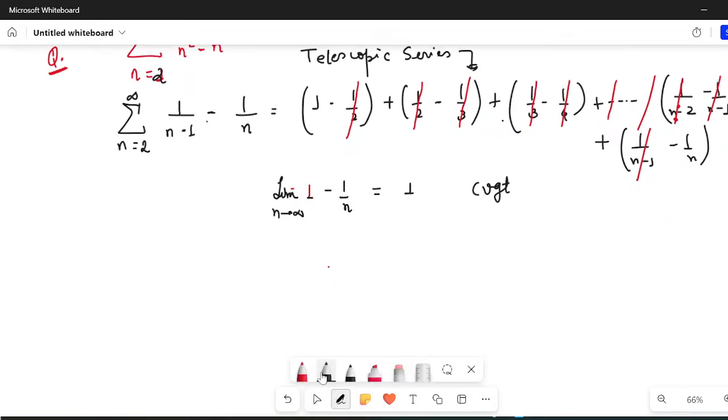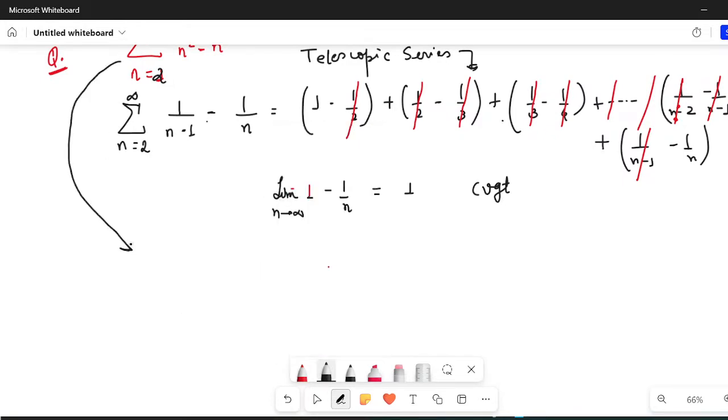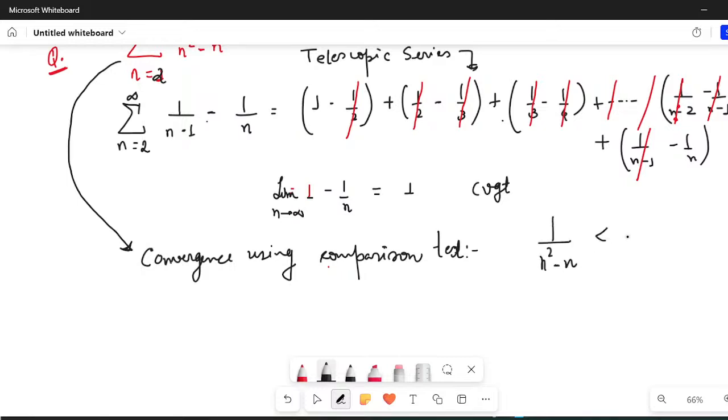Acha. One more way I could have proven this. If someone asks you how to do it using the comparison test, obviously by comparison test I cannot tell what the sum is, but I can tell regarding convergence and divergence. So what do you think about convergence using comparison test? If I have to think about this particular series, I can write 1 upon n square minus n clearly is less than 1 upon n square.